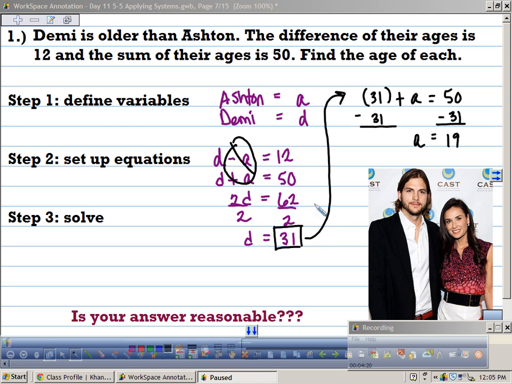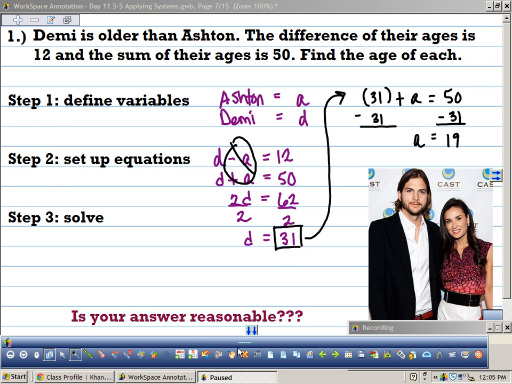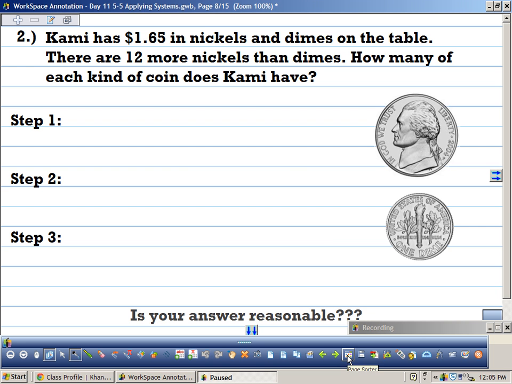Because sometimes when you go back and do a check using a procedural method, sometimes you repeat the same mistakes that you made, right? So sometimes the best thing to do is to go back and mentally see if it makes sense, right? Okay, so let's move on.